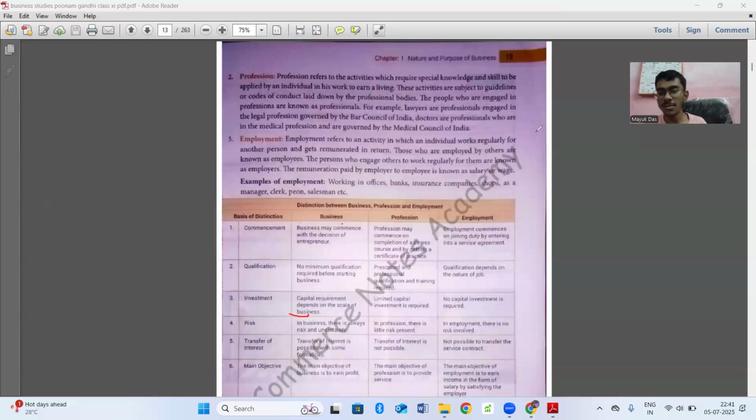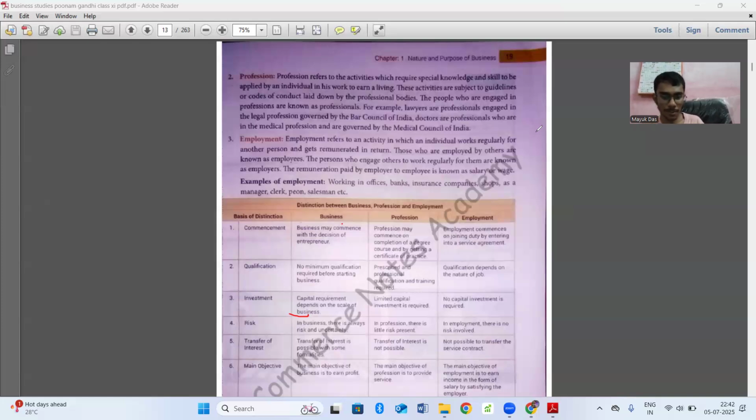Now, what are those degrees? What are those licenses that I'm explaining here? First of all, the degree is your educational qualification. The educational qualification which a person will attain according to his area of interest, that degree will help him to establish in his profession.